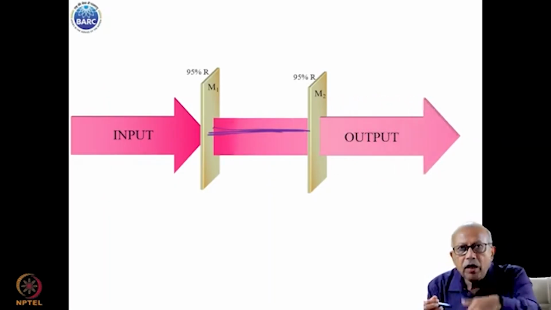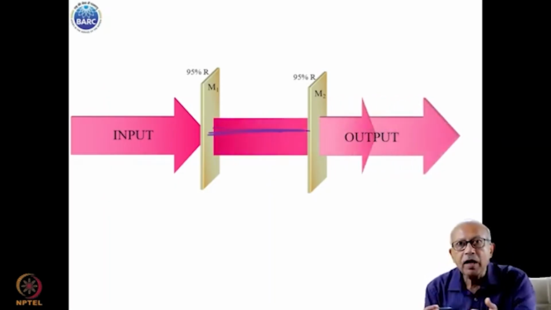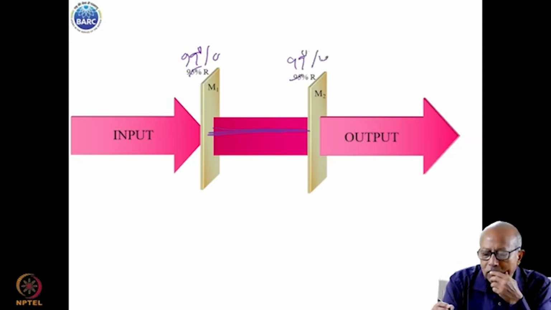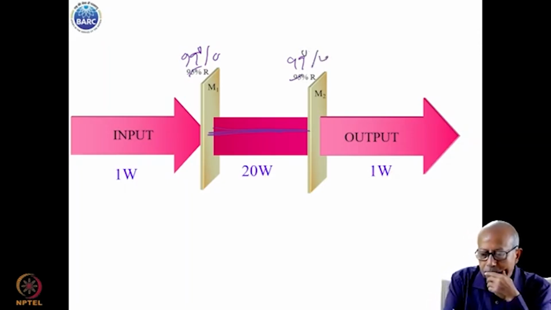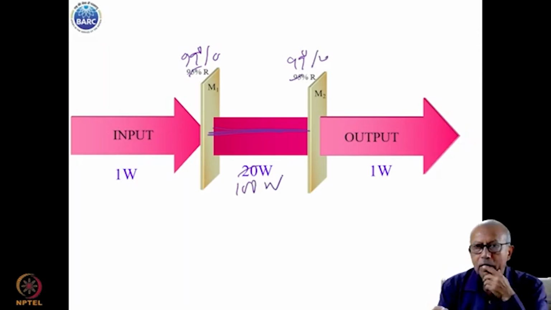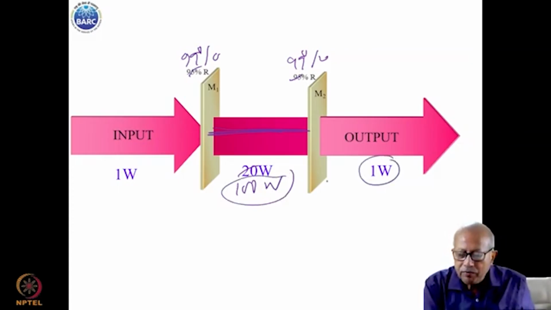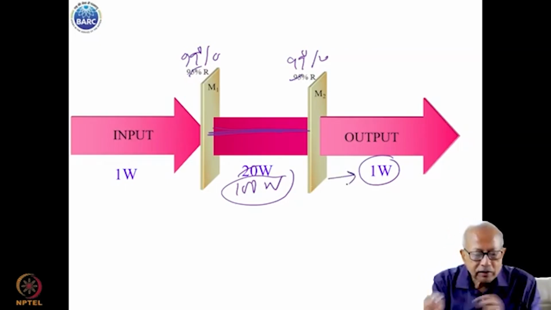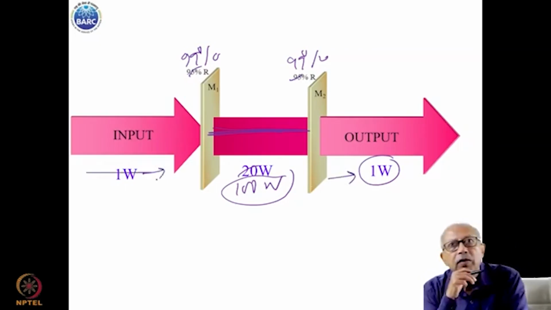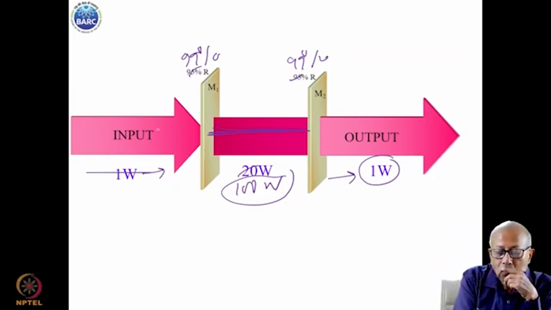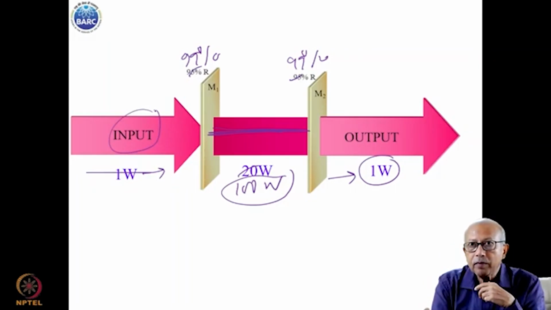And therefore the intracavity power will continue to rise and rise until an equilibrium condition is reached, which in this particular case occurs at a power level of 100 watt. You see, 1% of 100 watt is 1 watt. So in equilibrium, the cavity gives out 1 watt as its output, and the same 1 watt is also incident on the cavity as its input. Thus, you see, a resonant cavity transmits whatever light is incident on it.